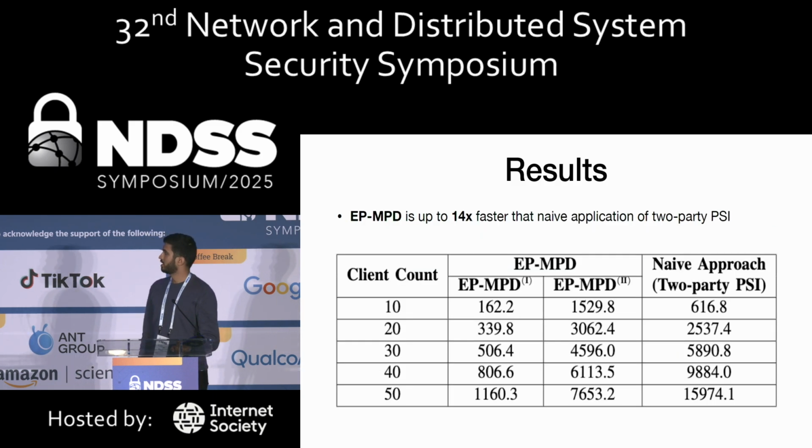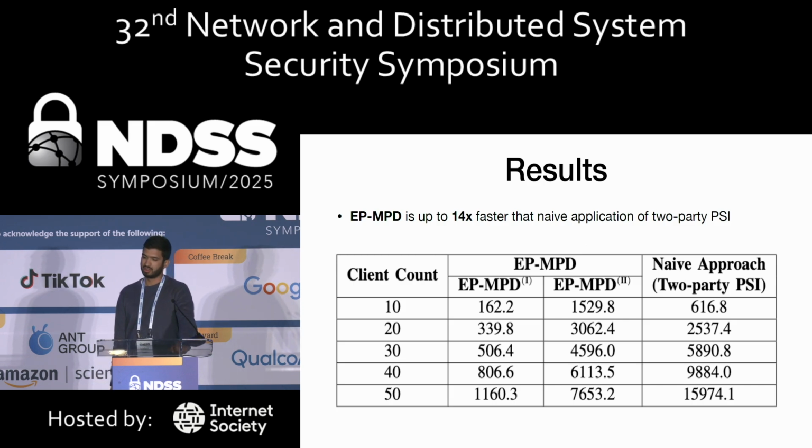So this table here highlights the performance of EP-MPD with both variants of the group PSI protocol against the naive approach that relies on two-party PSI. And if you recall the problem at hand, which is to remove all pairwise duplicates, this can also be done by running a two-party PSI protocol n choose 2 times, where n is the number of clients. For this experiment, we vary the client count from 10 to 50 and fix the dataset size to 2 to the power of 19 elements.